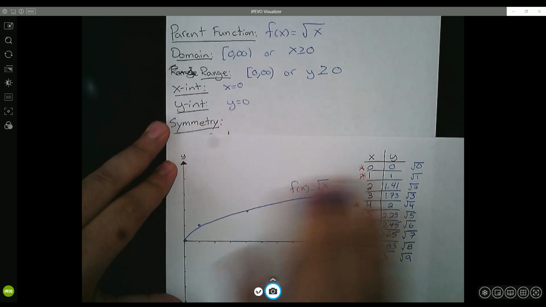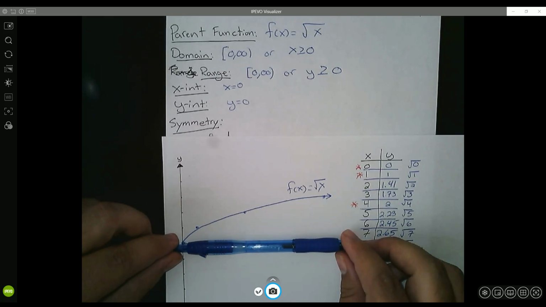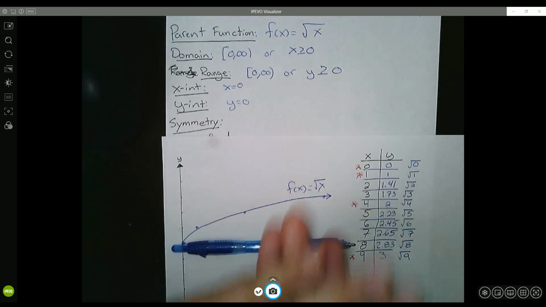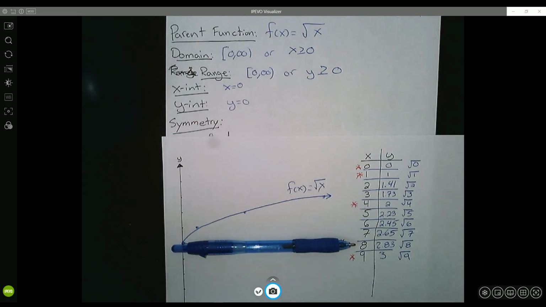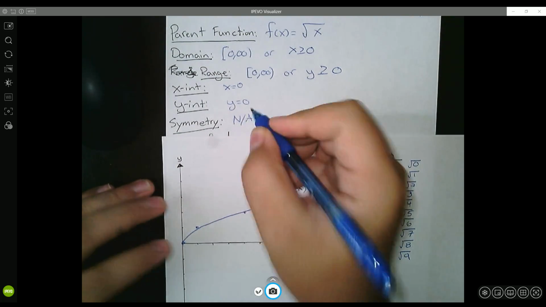Symmetry. Is there any symmetry for this function? There's nothing we can do if we kind of break it apart right there, if we want to flip it, if we want to do a hot dog or hamburger, anything we try to do to make this reflect itself, it doesn't work. So this one doesn't actually have symmetry, so we're going to say not applicable.